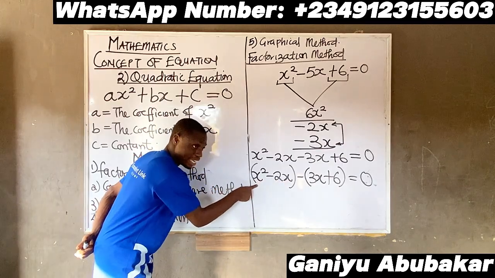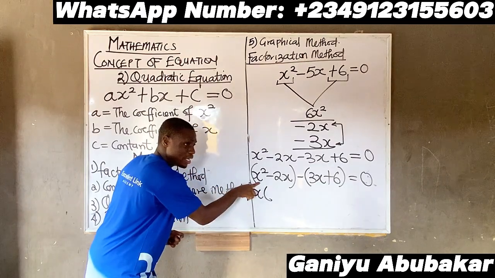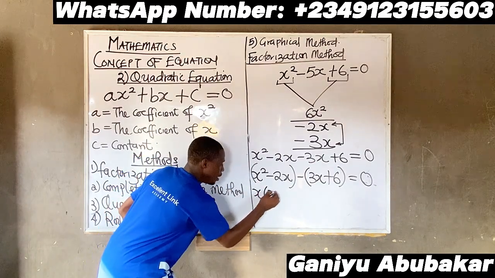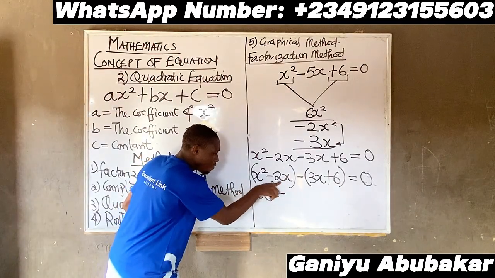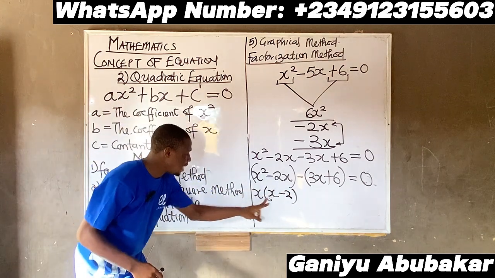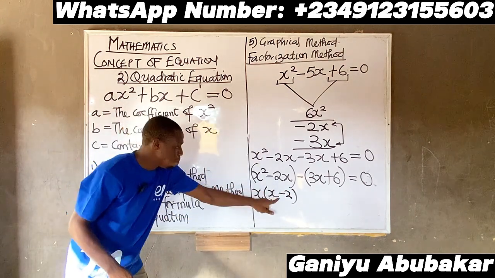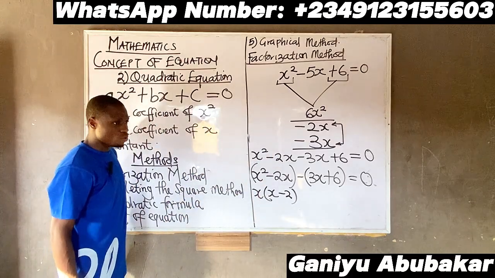So if I take out x from here, what do I have left? x minus 2. I brought out x, but all I have left here is 2. So x times x gives you x squared, minus x times 2 gives you 2x.